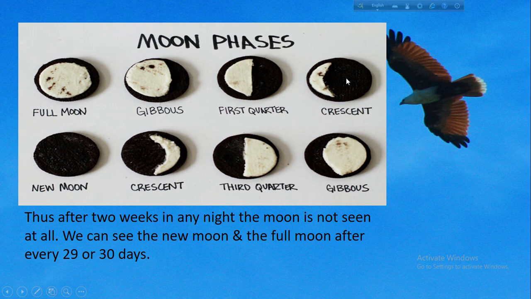Follow this again: the crescent position here, then the first quarter position, then the full moon position. So this is the phenomenon. We can see the new moon and full moon after every 29 or 30 days.